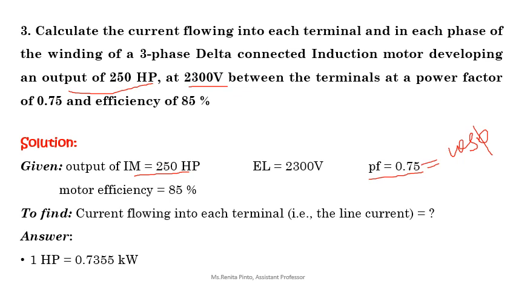Before proceeding to the solution, let us first see what this horsepower is. 1 horsepower is equal to 0.7355 kilowatt. You need to remember this so that you can convert this 250 HP into watts. So remember this, 1 horsepower is equal to 0.7355 kilowatts.